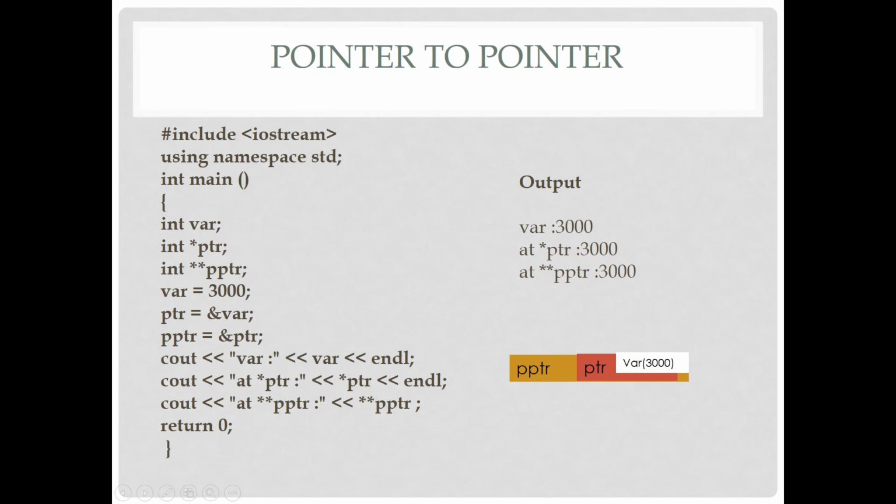Now you can see the next line, cout << **pptr. If I use just pptr, what will happen? cout << pptr prints the address of this particular variable. And if I use *pptr, the address of ptr will be printed. But when I want the value to be printed, because it is inside ptr, I will use **pptr, so that 3000, the value, will be displayed. And this is the concept of pointers to pointers.